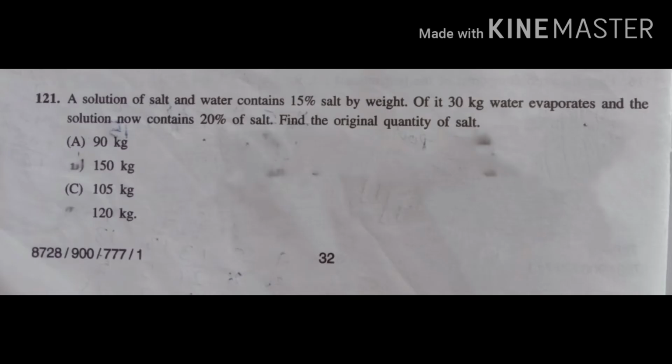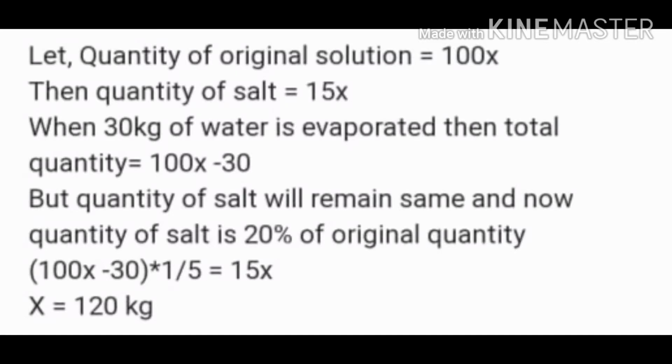A solution of salt and water contains 50% salt by weight. Of it, 30 kg water evaporates and the solution now contains 20% of salt. Find the original quantity of salt. Option A 90 kg, B 150 kg, C 105 kg, D 120 kg. So move to the solution part.